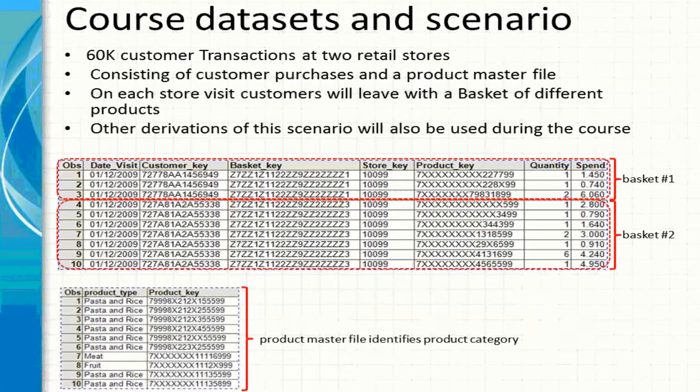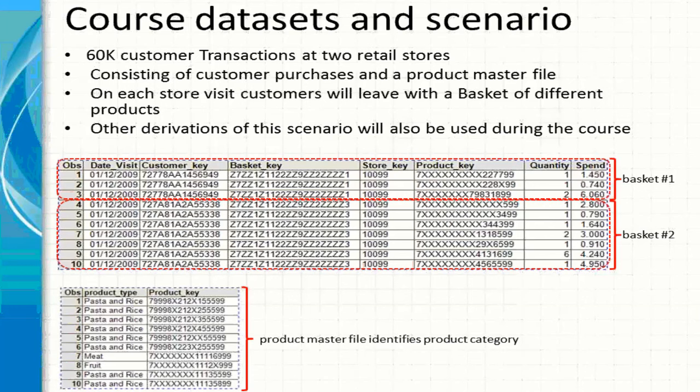Now, in terms of the base scenario and data sets for our course, there are 2 files that I'm making available as well. The first one contains 60,000 customer transactions at 2 fictitious retail stores. These transactions are made up of customers that walk into a store and buy a basket of goods, comprising such and such products in such and such amounts, and that costs them a given figure. So all these baskets that belong to these different customer identifiers, these customer keys, when stacked on top of one another, make up the transactional data set.